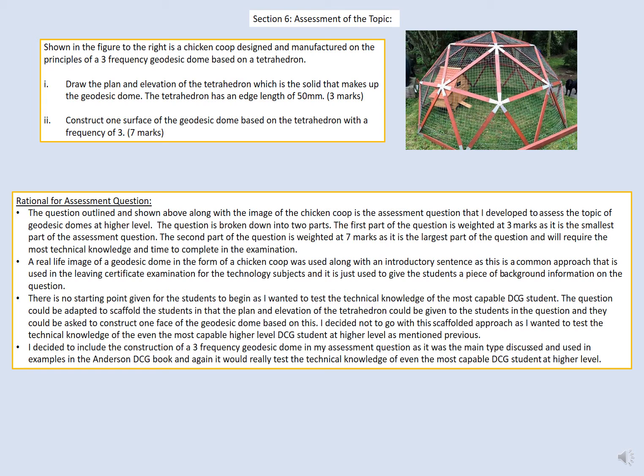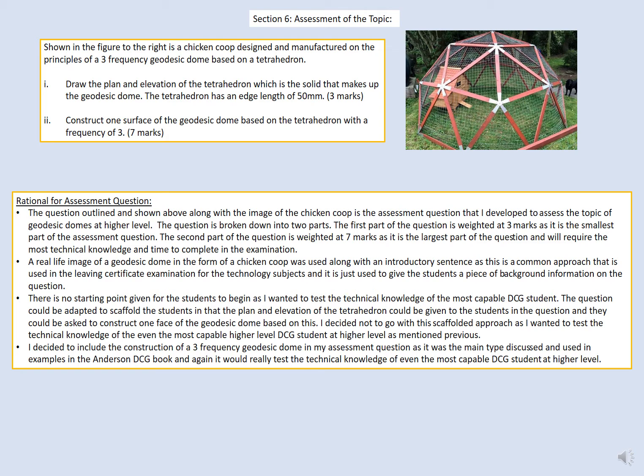The first part of the question asks the students to draw the plan and elevation of the tetrahedron, which is the solid that makes up the geodesic dome. The tetrahedron has an edge length of 50 millimeters. The second part is to construct one surface of the geodesic dome on the tetrahedron, which has a frequency of 3. The first part is weighted at 3 marks, and the second part is weighted at 7 marks. That is all the information the students are given, along with a graphic of a chicken coop based on a geodesic dome.